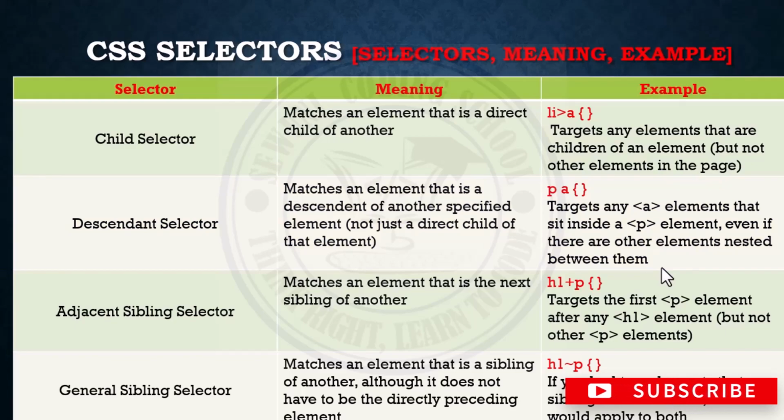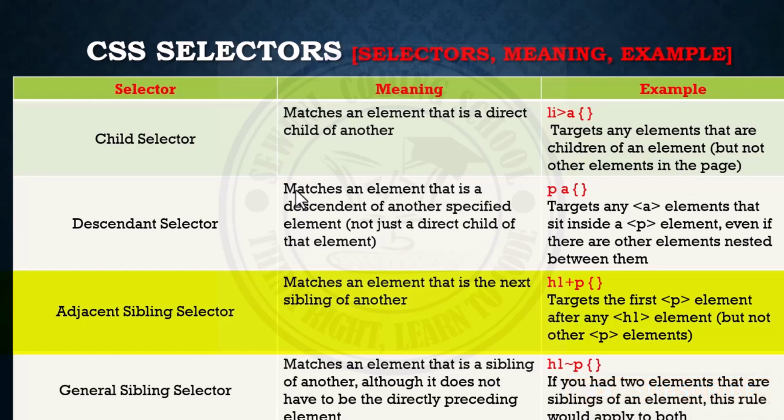And we have the adjacent sibling selector. This matches an element that is the next sibling to another. How you represent it: let's say H1, then a plus, and then a P, and all your properties and values come between the curly brackets. What this rule means is that it should target the first paragraph after any level 1 heading element, but not other paragraphs. It should be the first paragraph of every H1 element.